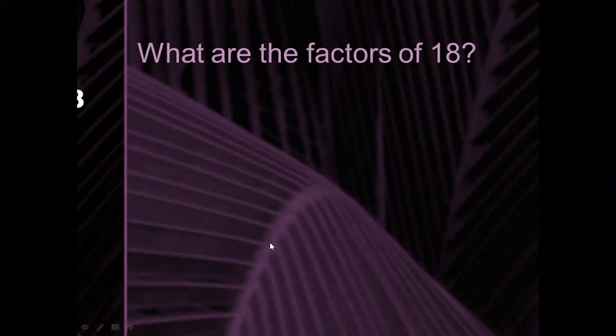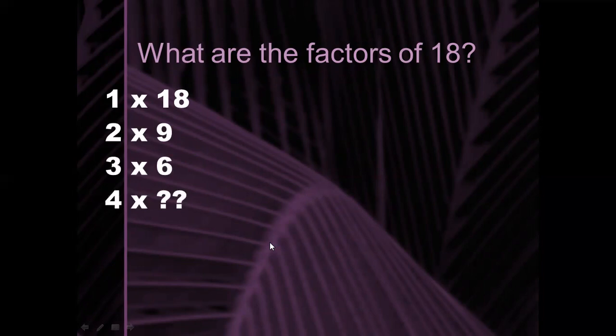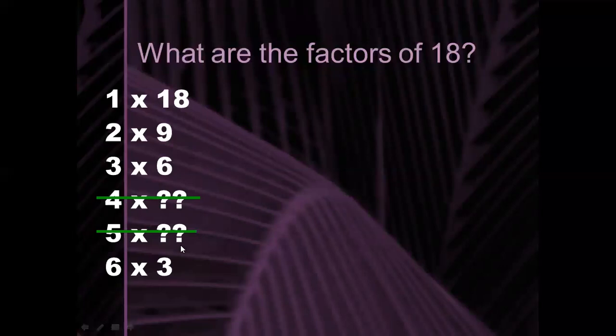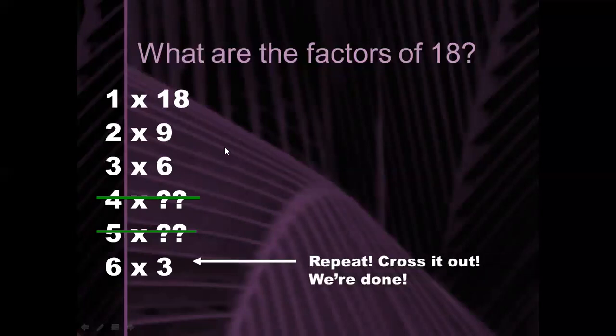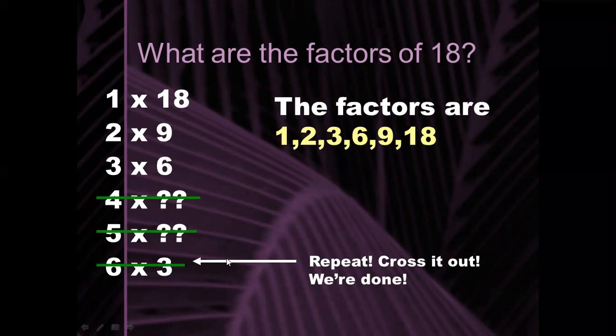Okay, in this example 18, we took it before: 1 times 18, 2 times 9, 3 times 6. Is 18 in table 4? No. Is 18 in table 5? No. So it's in table 6, but it's repeated. We already have 3 times 6, so we don't have to write it again. So our factors are, cross it out when it's done, 1, 2, 3, 6, 9, and 18.